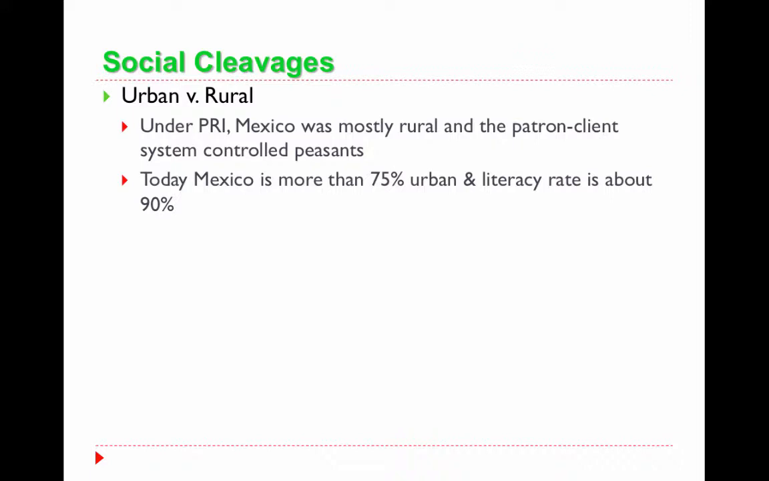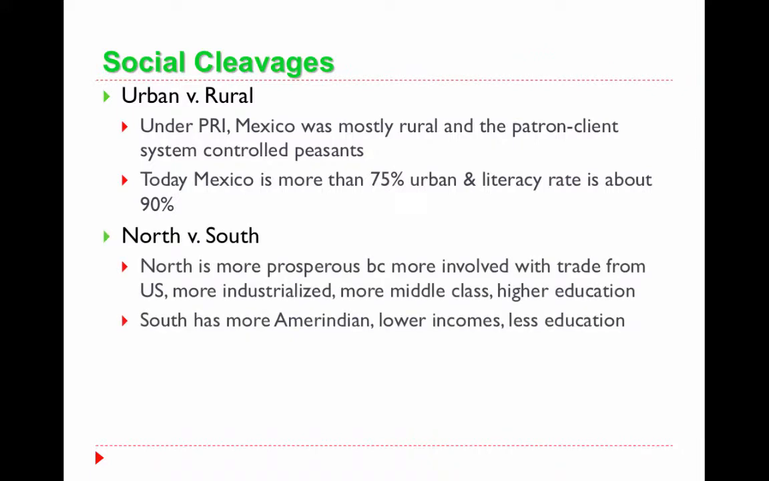And Mexico is more than 75% urban. The literacy rate is about 90%, so that's much higher than it was previously. But that divide still exists, and it's also connected to geographic divides. So we said earlier when we introduced the geography of Mexico that we do see some divisions and cleavages between the north and south.